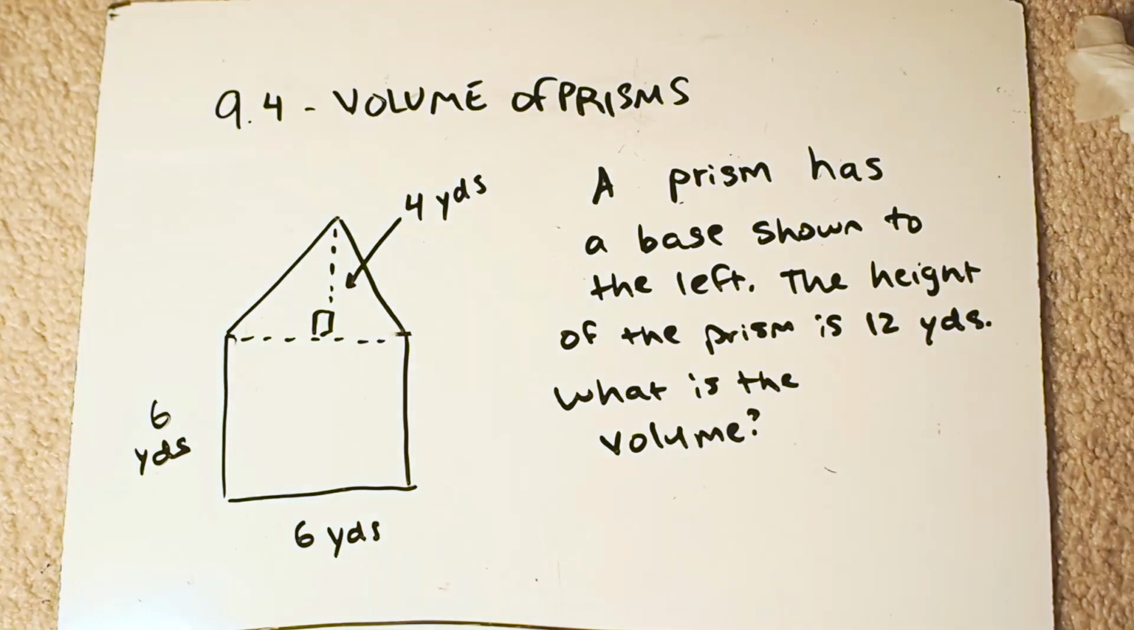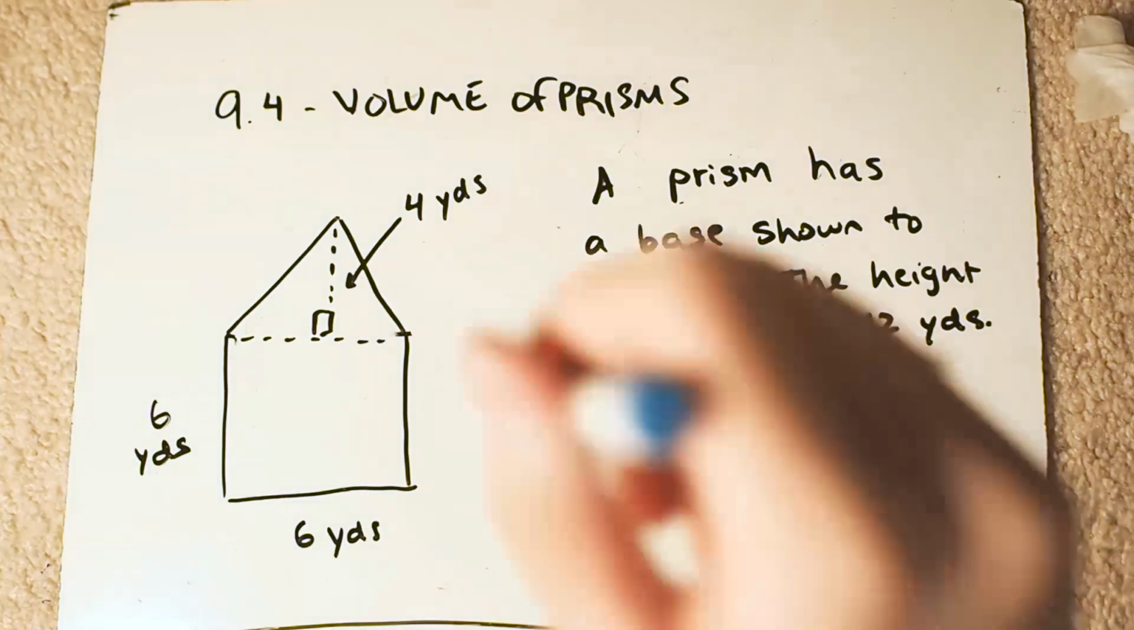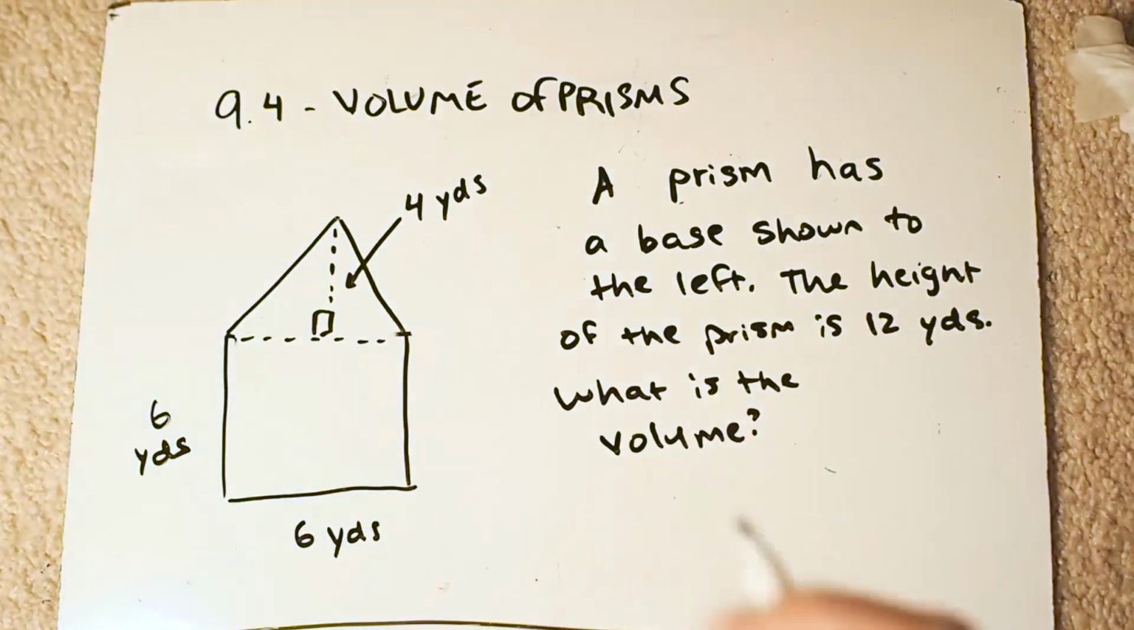Alright, here's our last example. A prism has a base shown to the left. The height of the prism is 12 yards. What is the volume? Looking at this problem, they don't actually give you a picture of what the prism looks like. Instead, this here is a picture of what the base looks like. So you don't actually have a 3D image, you're just looking from the top down at this prism. So you imagine it goes on 3D below.